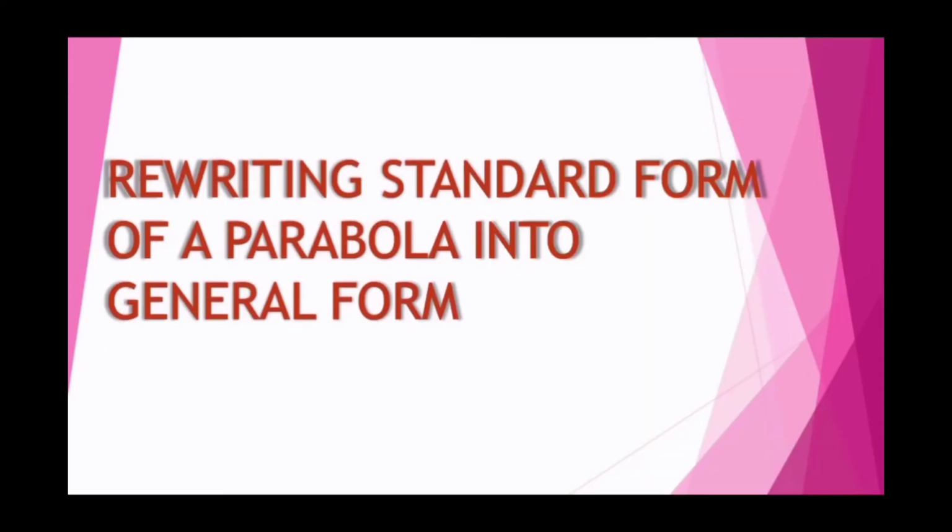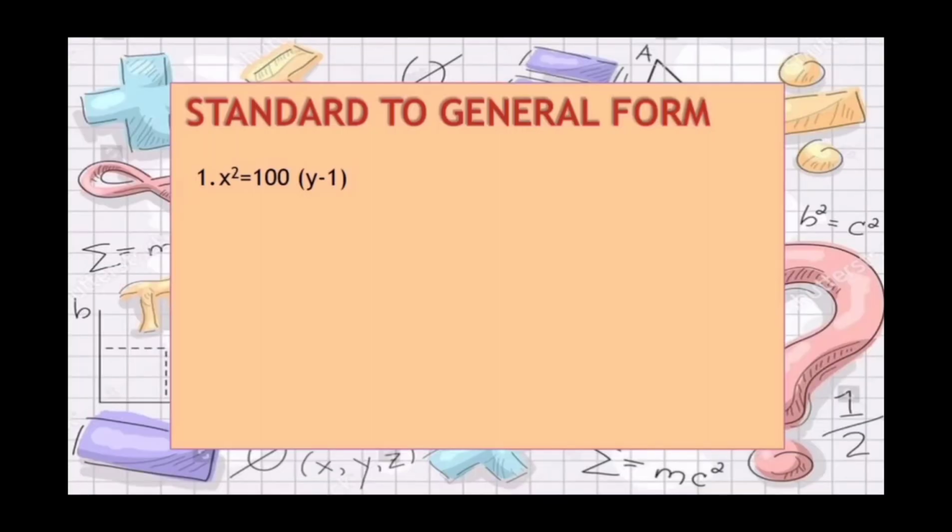So now, let us talk about rewriting the standard form of a parabola into general form. In example number 1, we have x² = 100(y − 1).